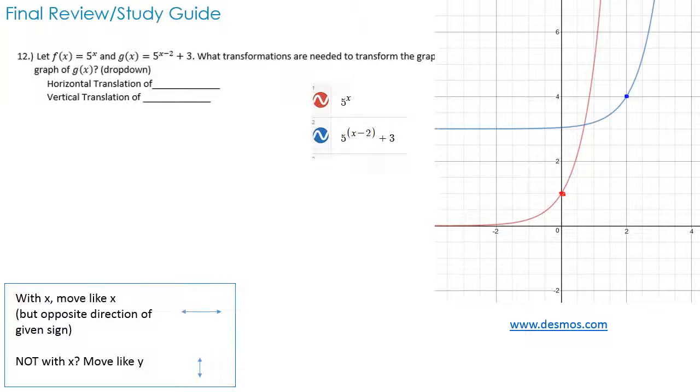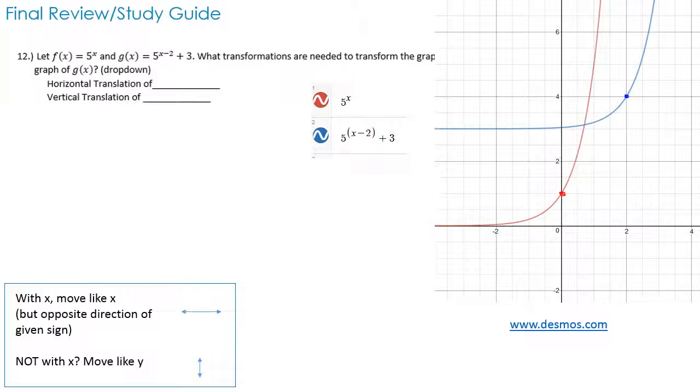For number 12, we're going to let f of x is equal to 5 to the x power and g of x equal 5 to the x minus 2, all plus 3. What transformations are needed to transform the graph f of x to the graph of g of x? So this question is going to be a drop-down menu, so you're going to click on it and then you're going to choose a selection from that drop-down.